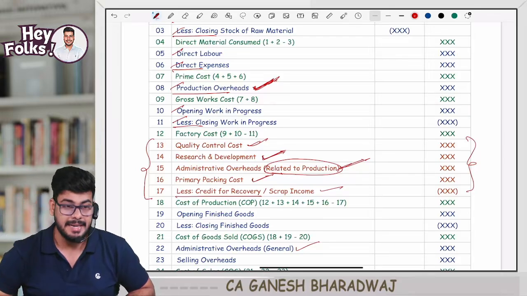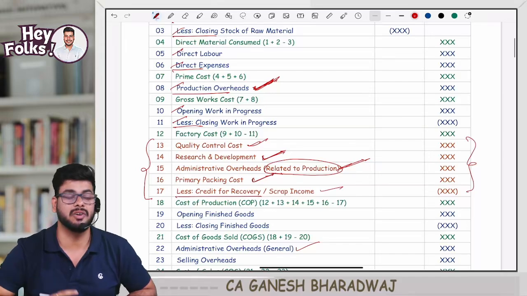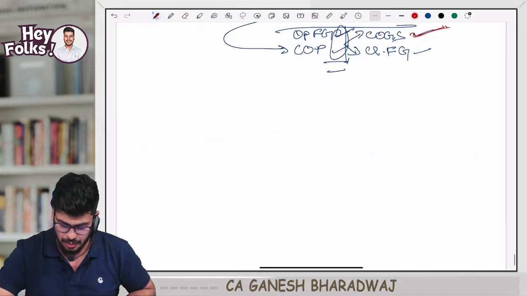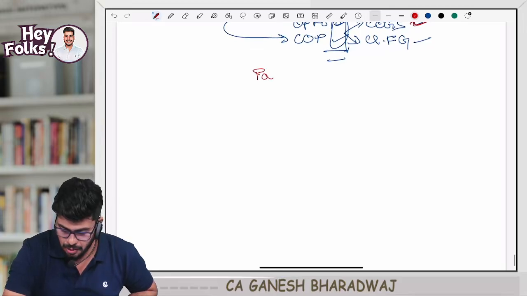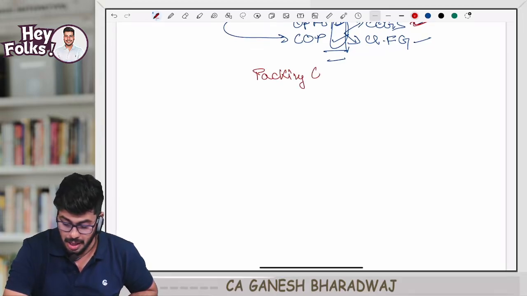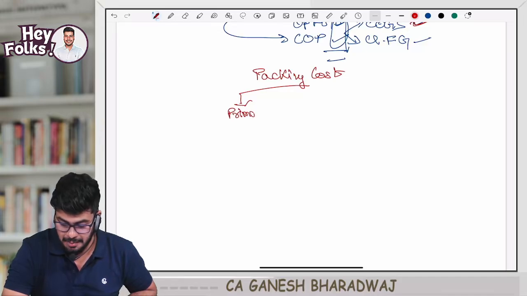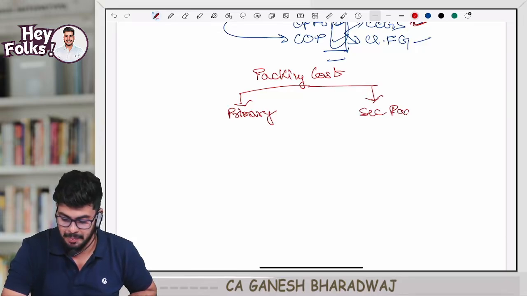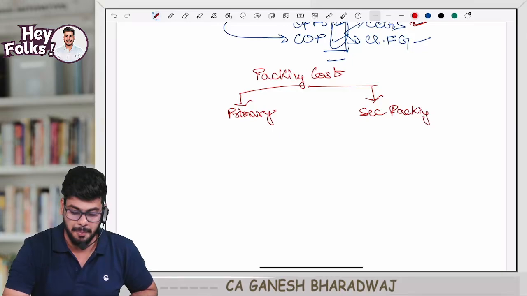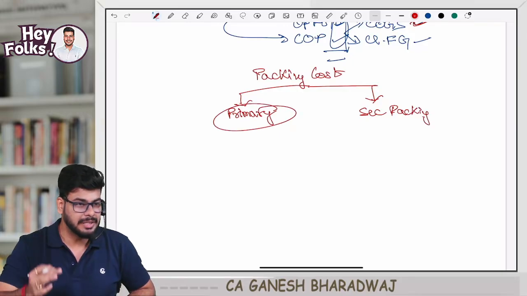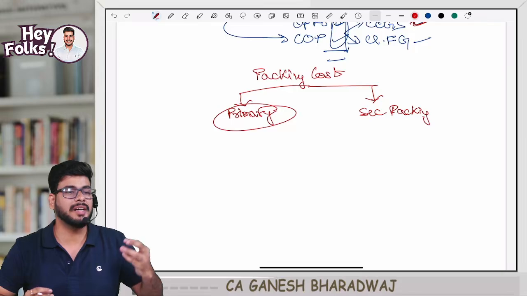Right. Next, primary packing cost. What do you mean by a primary packing cost? Now, you should understand one thing. Packing costs are of two types. One is called primary packing. The other one is called secondary packing. What do you mean by primary packing? Without this packing, the product cannot be sold.